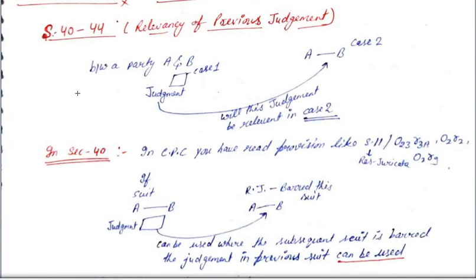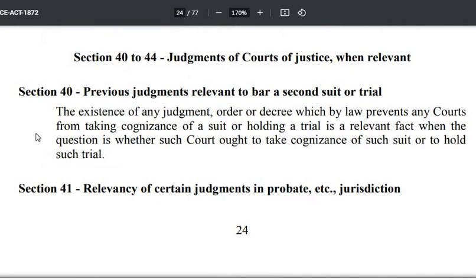Now let's start from section 40 to 44, relevancy of previous judgments. Please take out section 40. Section 40: The existence of any judgment, order or decree which by law prevents any court from taking cognizance of a suit or holding a trial is a relevant fact when the question is whether such court ought to take cognizance of such suit or to hold such trial.